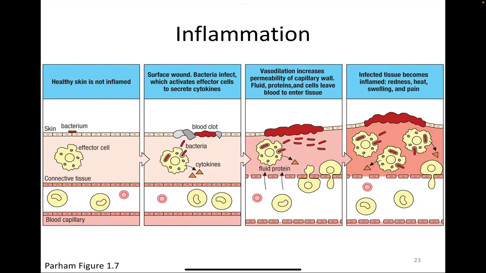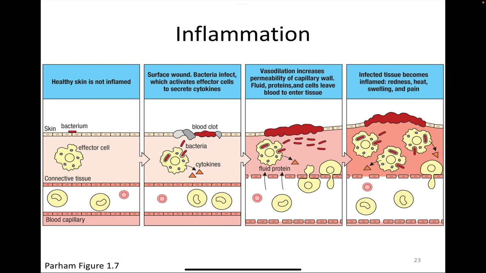This is a figure from your textbook that actually goes through a lot of this process. There are some places where I love this figure and some places where this figure makes me really frustrated. So note, this is kind of the situation where things are healthy. This is what should be going on. And they're showing you skin. You've got some tissue under the skin, and then eventually you've got a blood vessel, a capillary.